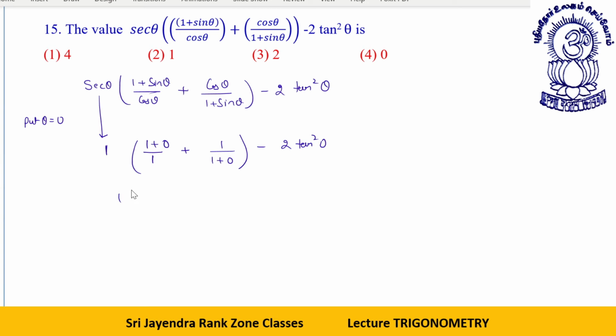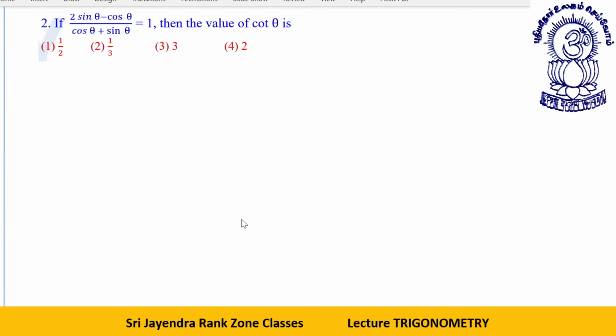You people have literally made a mockery of this question by doing it by the long method. Okay, 1 plus 1 minus 0. So this is like 2. Oh my goodness. It was such a heavy question. Okay, which is the option? Option number 3 is your answer. Okay, should I move to the next one?